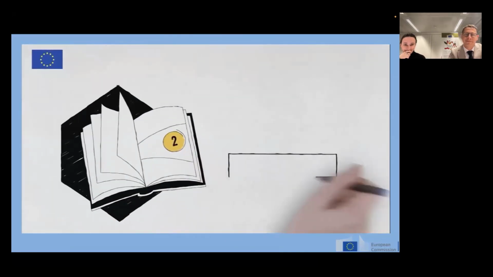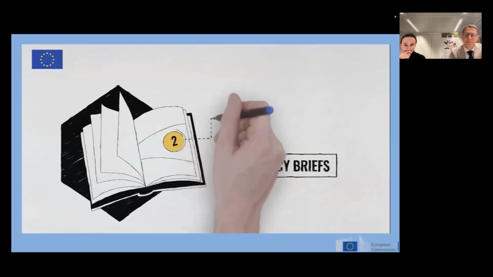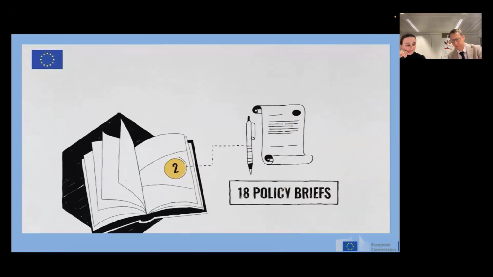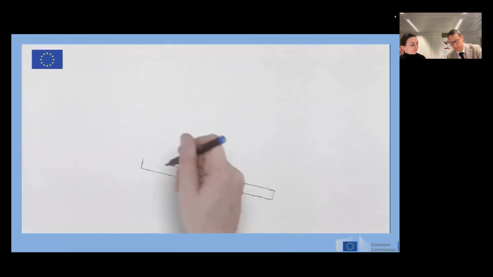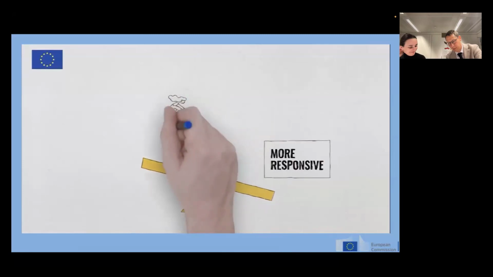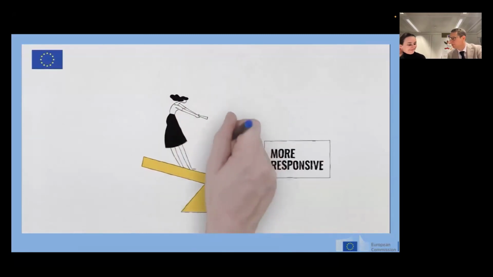Volume 2 of the guide presents 18 policy briefs to guide the design of different policies linked to these issues. The EU believes that development cooperation must be more responsive to the challenge of reducing inequalities and addressing its causes.